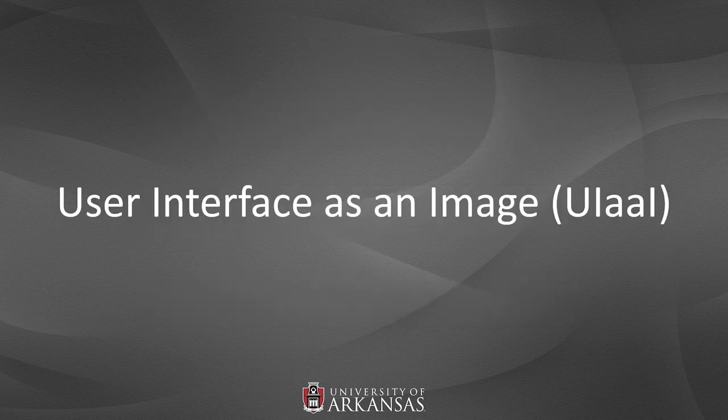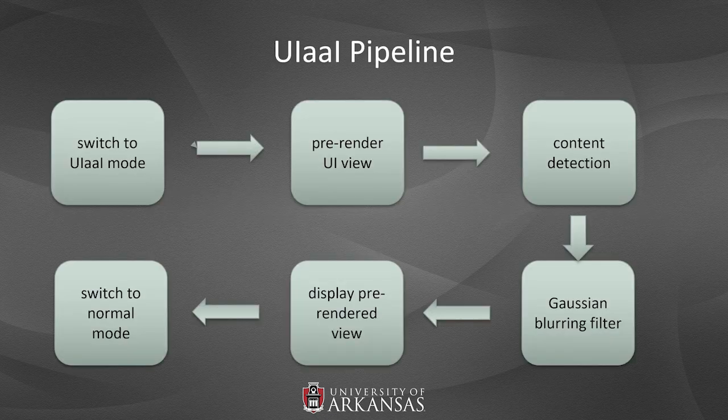Now I will introduce the design of our first model, user interface as an image. This is the pipeline. It starts when a user turns on the mode to switch to user interface as an image mode, and immediately a UI view of the screen is pre-rendered. Next, the content detection algorithm runs on the UI view. If any sensitive content is detected, the Gaussian blurring technique is applied on the sections that contain sensitive data, and then the processed view is displayed to the user. Now the user can switch back to the normal mode whenever they want to.